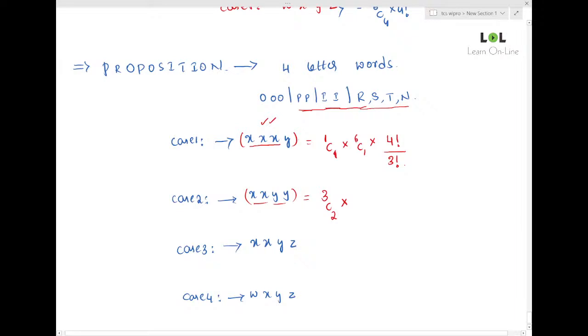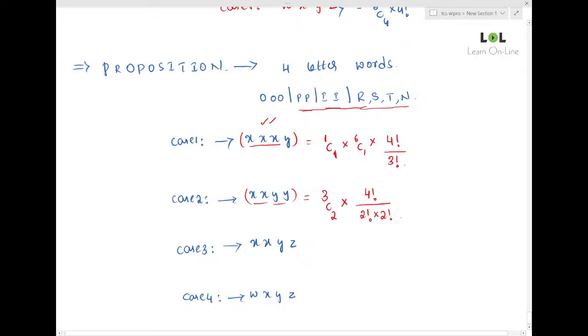Wrong, wrong. 4 factorial is fine. 2 pairs means 2x, 2x, 2 factorial, Chandana, perfect, 2 factorial, and for 2y's 2 factorial. Because 2 pairs are there inside, 2 of the same letter. So that's why 2 factorial into 2 factorial. Did you understand case 2? Everybody. Did you understand case 2?